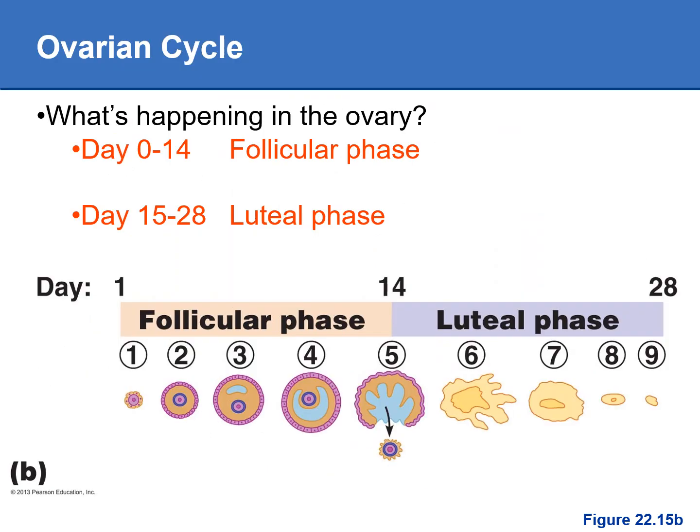There are two cycles going on in the menstrual cycle. There's an ovarian cycle and a uterine cycle. Let's take a look at the ovarian cycle first. As far as what's happening in the ovary, we're going to divide it into two phases. We have the follicular phase and the luteal phase.